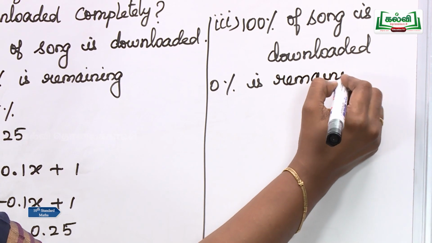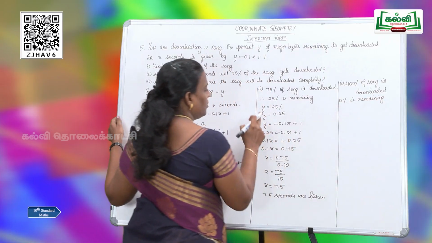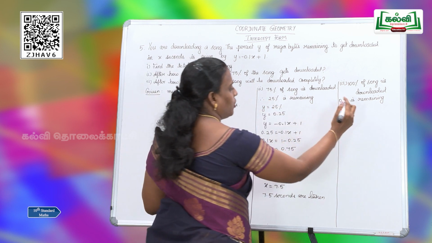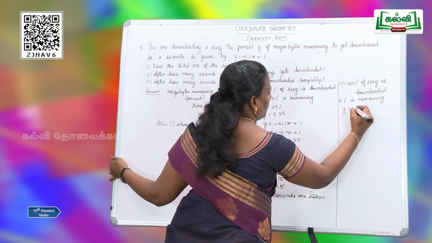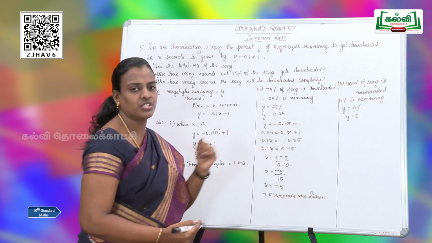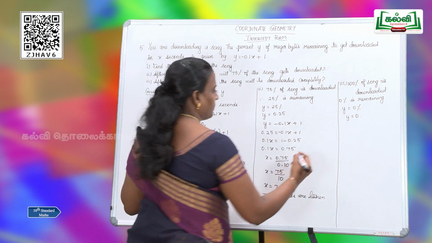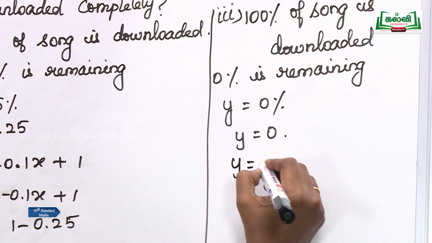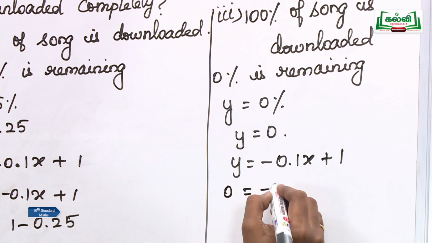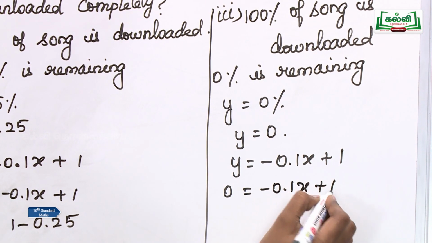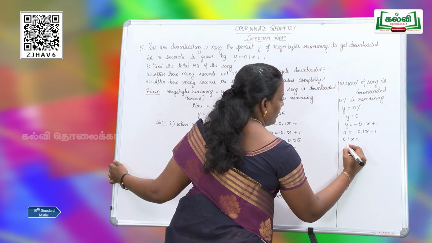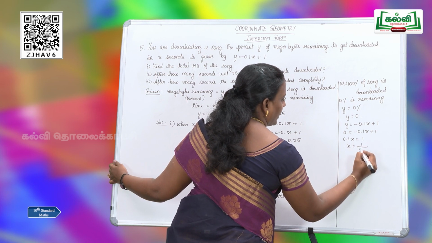So, what is your 0% here? Here you said 25% is remaining, so Y is 25%. So, here 0% is remaining, so Y is 0% or Y is equal to 0. Now, substitute Y is equal to 0, get the value of X. So, what is your Y? Minus 0.1x plus 1. So, 0 is equal to minus 0.1x plus 1. Take x to the other side, 0.1x is equal to 1. So, x is equal to 1 by 0.1.